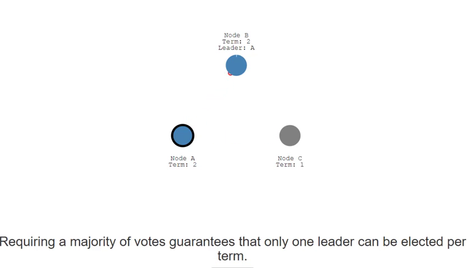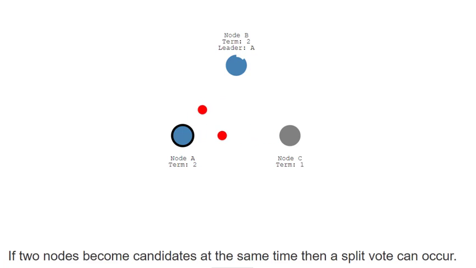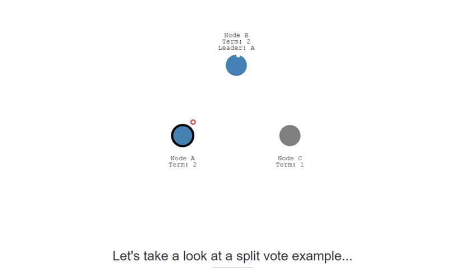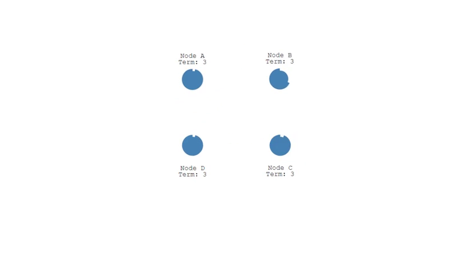Requiring a majority of votes guarantees that only one leader can be elected per term. If two nodes become candidates at the same time, then a split vote can occur. Let's talk about what a split vote is and think about it.